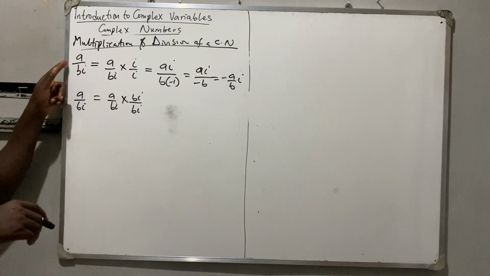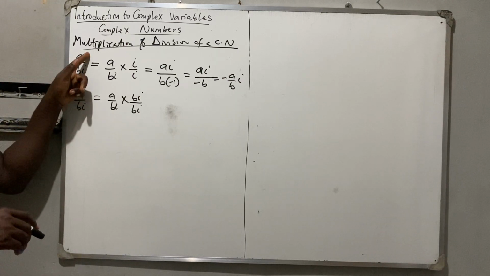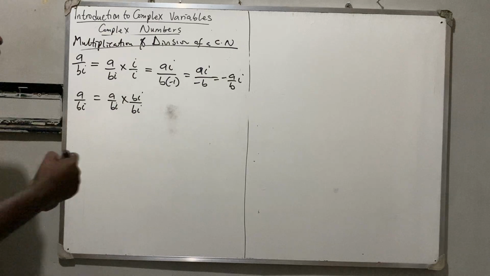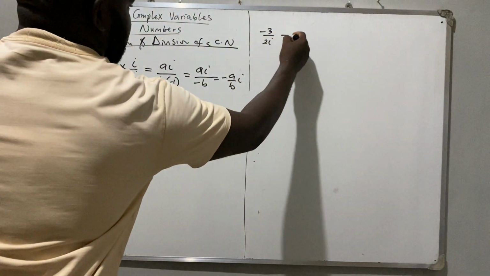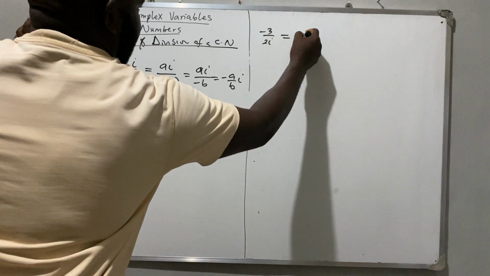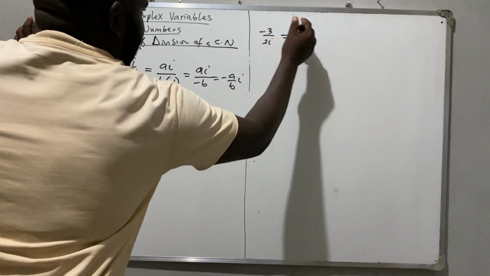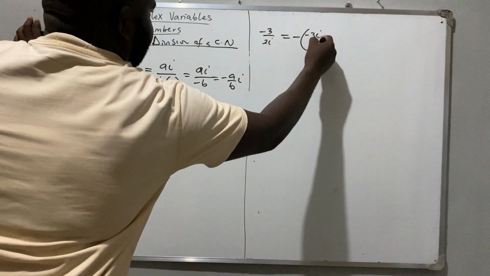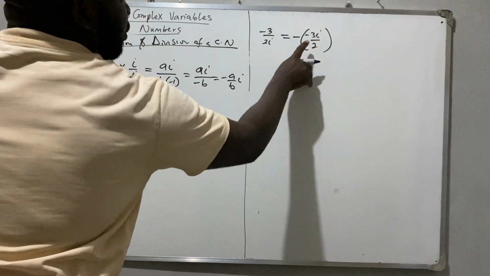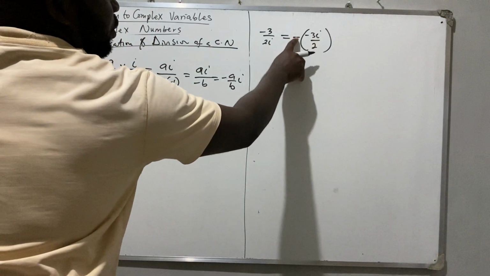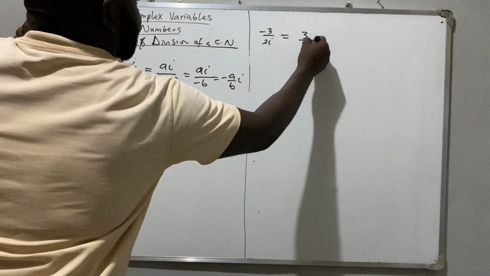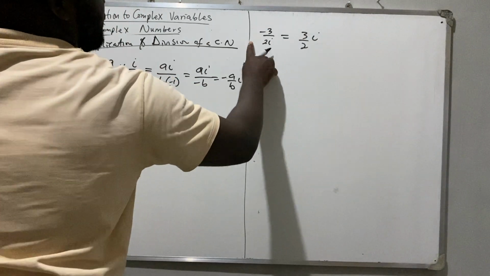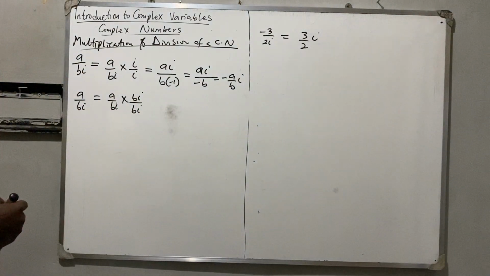So the shortcut to rationalizing a complex number that looks like this is to bring the i up and take the negative of it. For example, if I'm asked minus 3 over 2i, I will just bring the i up and change the sign. So it is 3 over 2 i. This was negative initially, so it will now be positive. You understand? That is the shortcut.